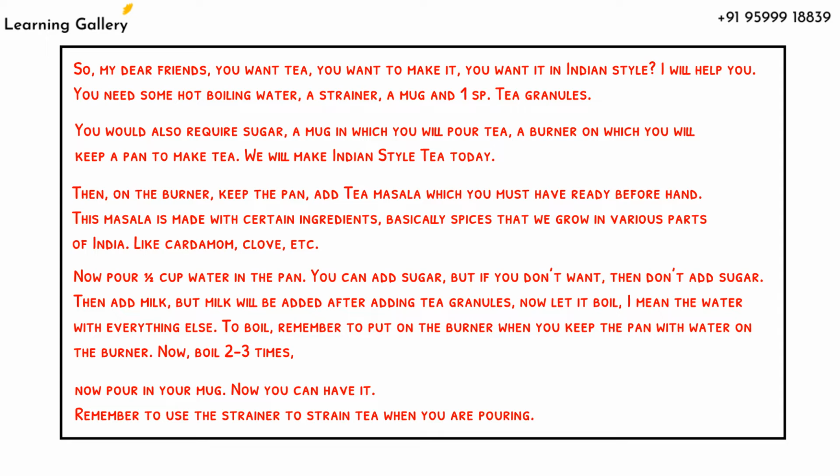You can add sugar, but if you don't want, then don't add sugar. Then add milk. But milk will be added after adding tea granules. Now let it boil. I mean the water with everything else. To boil, remember to put on the burner when you keep the pan with water on the burner. Now boil 2-3 times. Now pour in your mug. Now you can have it. Remember to use the strainer to strain tea when you are pouring.